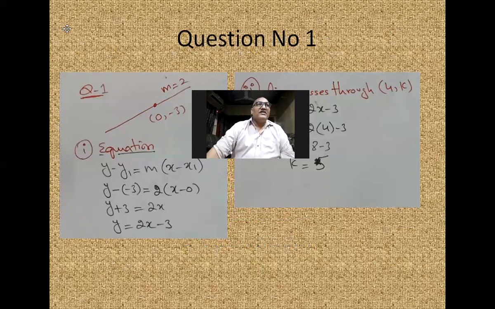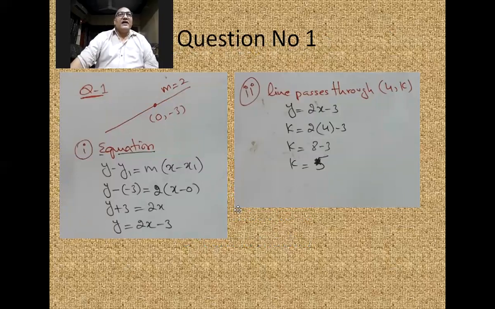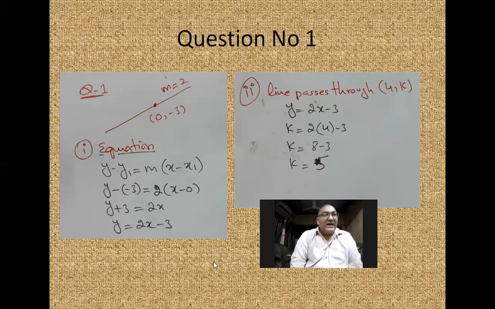So the first question is coming up on your screen, and you can see the question number 1. I'm going to read from the book. It says a straight line has a gradient of 2 and passes through the point 0, minus 3. So we have a line whose gradient is 2 and is passing through the point 0, minus 3. The A part is write down the equation of the straight line. And the B part is given that the line also passes through the point 4, K, find the value of the K.